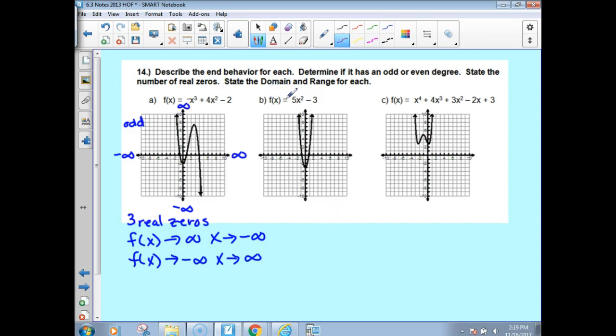So the next one we got f of x is 5x squared minus 3. This is an even degree then. Okay. The number of zeros is it has 2. There are 2 zeros. Right? And now we're going to discuss the end behavior. We're only looking at what's going on in the very left and the very right, not in between. Okay? So which way is the graph going on the left? It's pointing up. Okay, so f of x is approaching infinity on the left-hand side, which is as x approaches negative infinity.